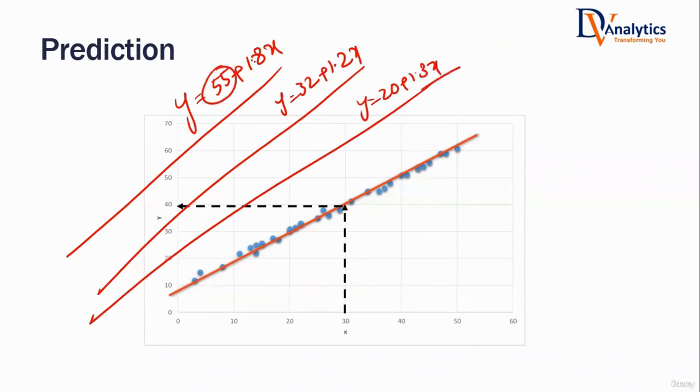Do you agree? When I change beta naught and beta 1, the line changes? Yes or no? That's how you define a line. When you change these values of beta naught, beta 1, the line actually changes.